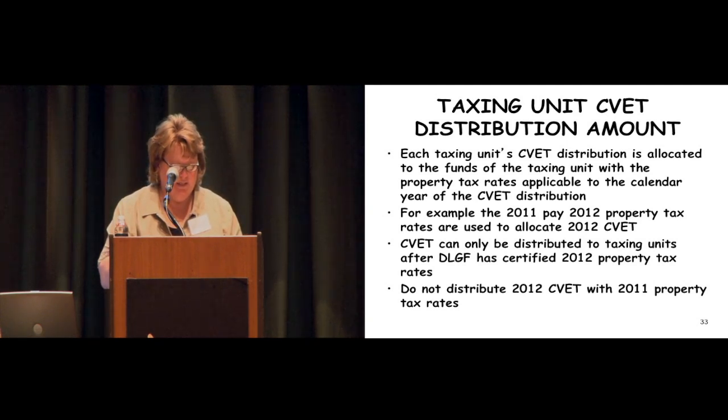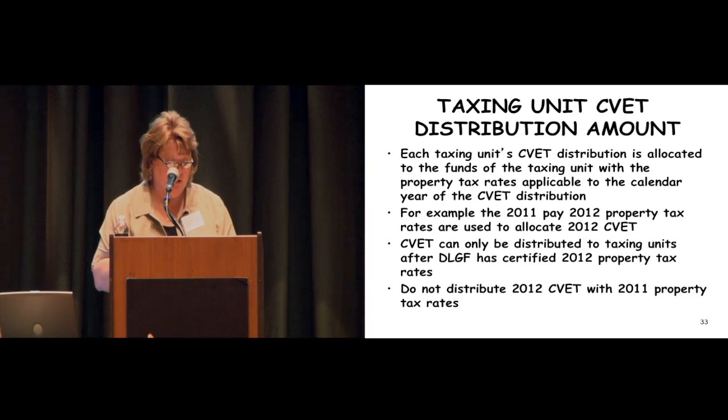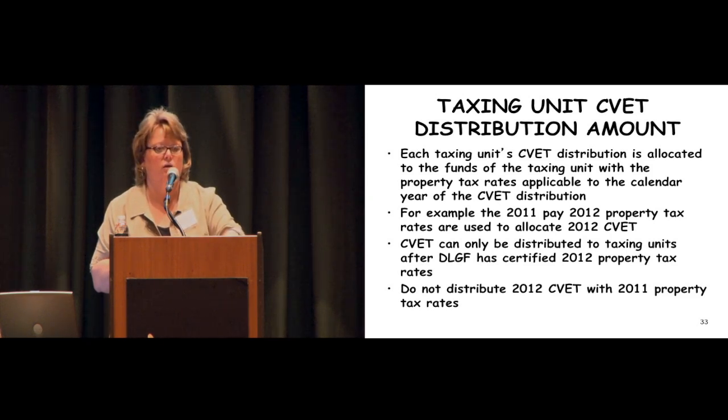Each taxing unit CVET distribution is allocated to funds of a taxing unit with the property tax rates applicable to the calendar year of the CVET distribution. For example, the 2011 Pay 12 property tax rates are used to allocate the 2012 CVET. CVET can only be distributed to taxing units after DLGF has certified your 2012 budget and your rates, which all 91 counties have. Never ever distribute CVET on a prior year's tax rate.